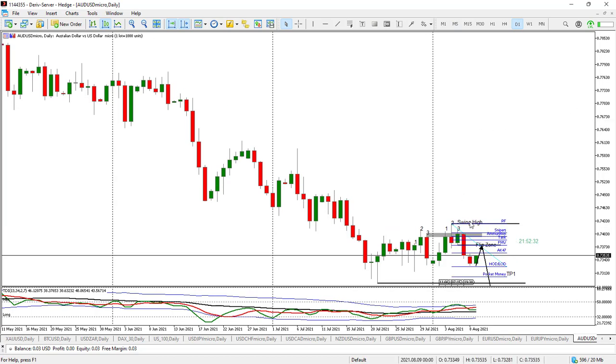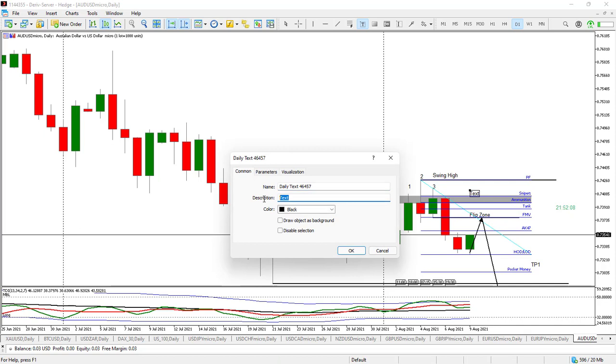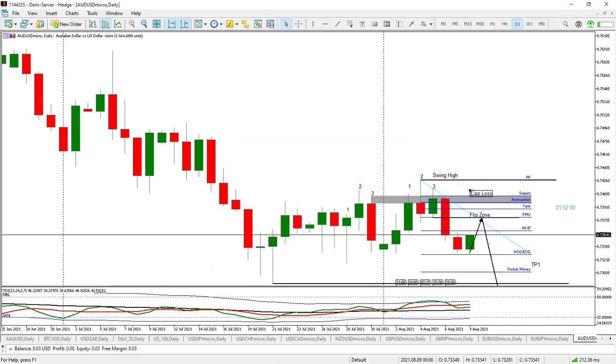And then I'll be using this area as my stop loss, guys, once they come to test my flip zone, and then use the flip zone as my entry point.